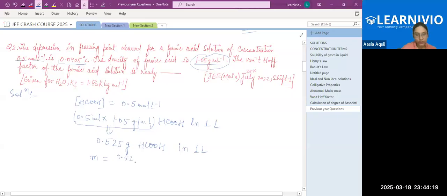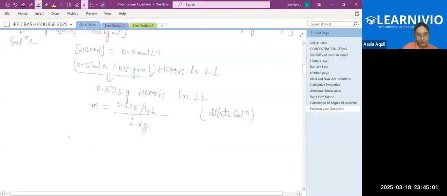Given mass upon molar mass, right? Molar mass of formic acid is 46, and it is divided by the mass of solvent. The mass of solvent here is 1 kg, per kg, right? Because we just assume it as a dilute solution, since very little amount of solute is present in a large amount of solvent. So it's a very dilute solution, right?